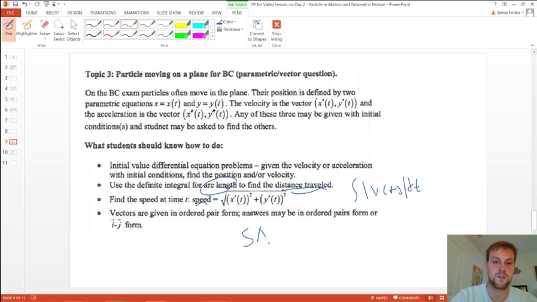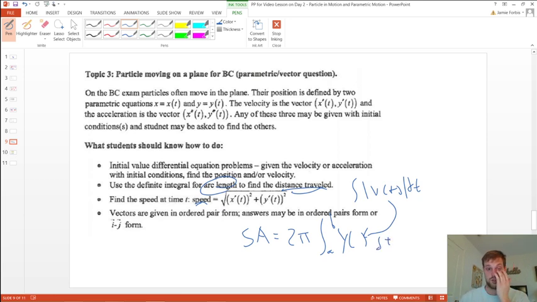In case you're wondering, surface area is equal to 2 pi times the integral from a to b of y times my arc length, or my speed, which is equal to that right there, dt. But that's more so just to help you in a later course if you need it, and just a good review there. I'm officially over 30 minutes, so I'll go ahead and stop.